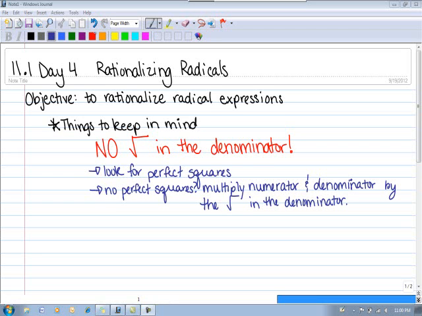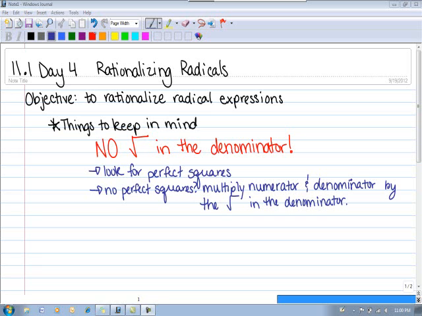Today's lesson comes from section 11.1, day 4. Our objective is to rationalize radical expressions. So at the top of the page, again, I have some things that you're going to want to keep in mind. So the number one rule is that you cannot leave a radical in the denominator. In order to get the radical out of the denominator, we're going to do two things.